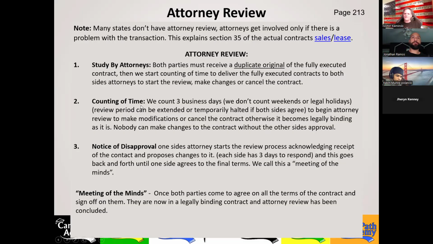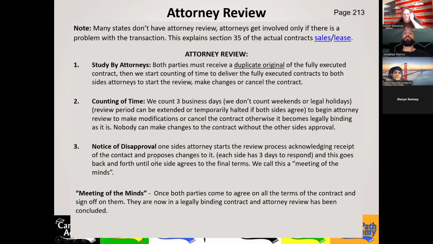Then we have the counting of time. We count 3 business days. We don't count weekends or legal holidays. Review period can be extended or temporarily halted if both sides agree to begin attorney review to make modifications or cancel the contract. Otherwise, the contract becomes legally binding as it is. And then nobody can make changes to the contract without the other side's approval.